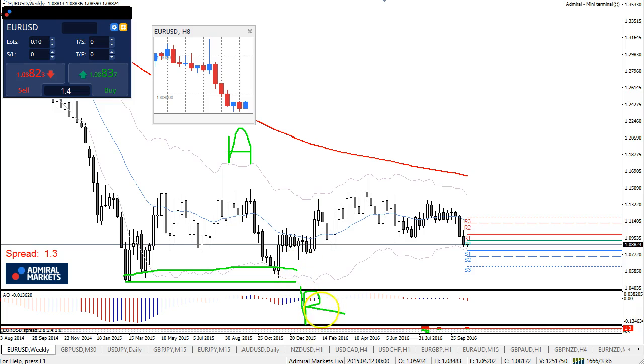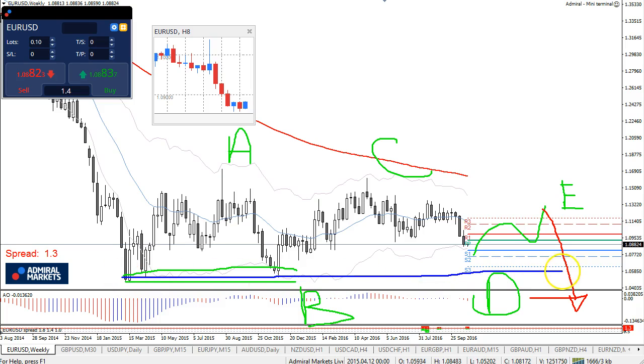This could be an A, B, C, and this could be the D. Price could make one more leg up for an E, after which I would expect the downtrend to continue indeed and break below these bottoms here at 104, 105. All right, so that's the main question.